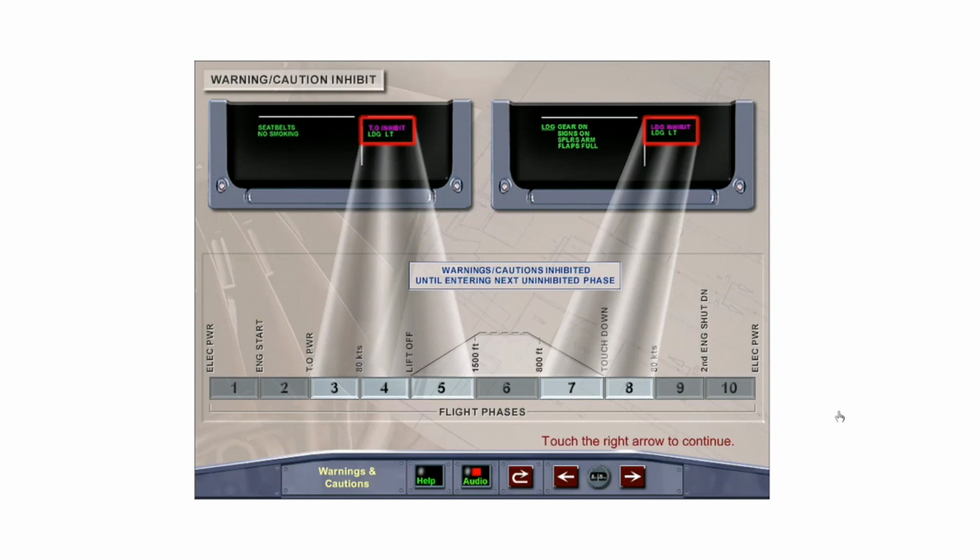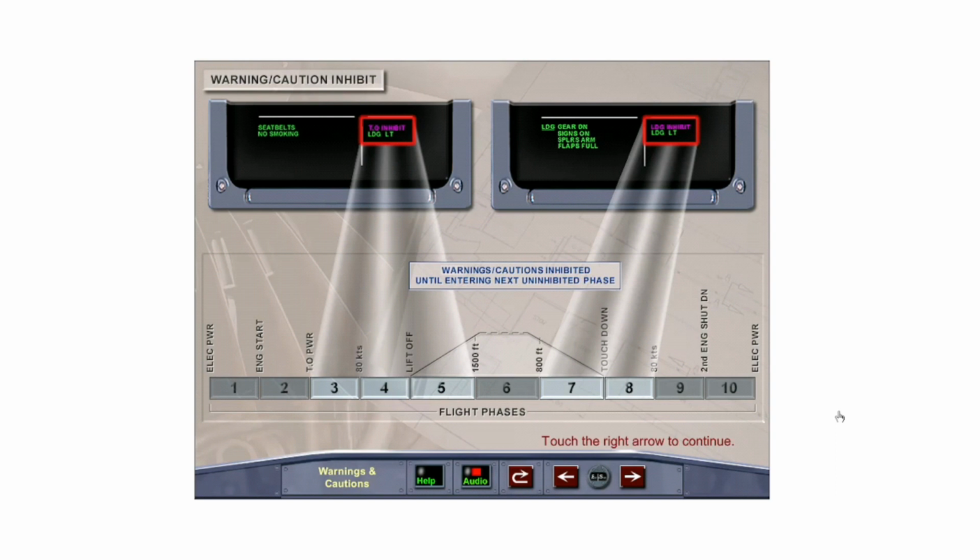The flight warning computer will inhibit some warnings and cautions during certain flight phases to avoid unnecessarily alerting the crew during times of high workload, such as during takeoff and landing. The right side of the memo section displays in magenta a takeoff inhibit memo for flight phases 3, 4, and 5, and a landing inhibit memo for flight phases 7 and 8.